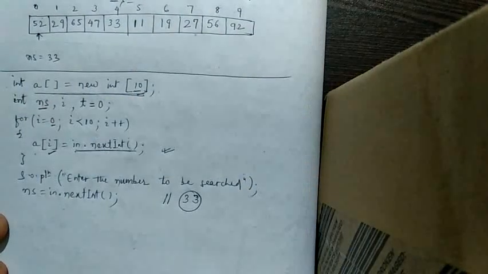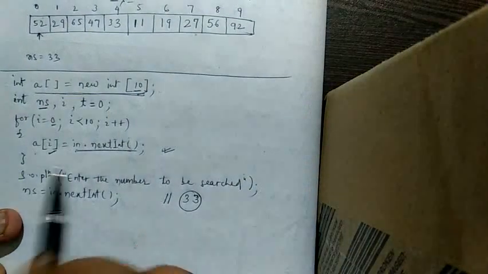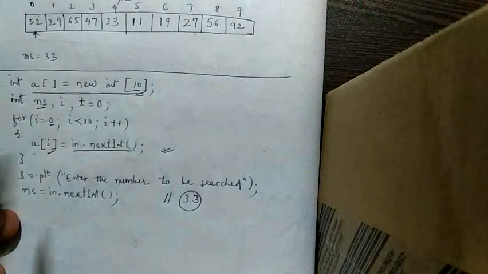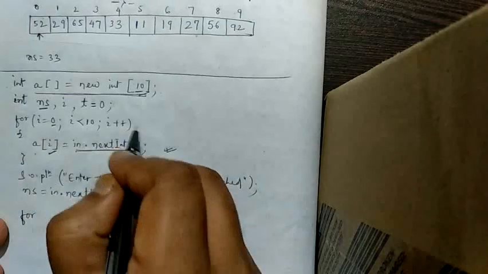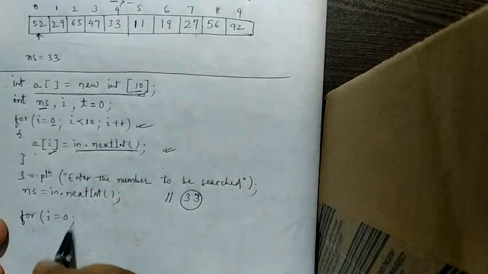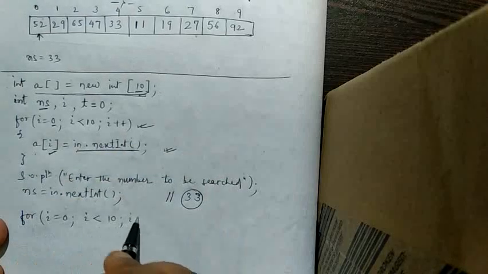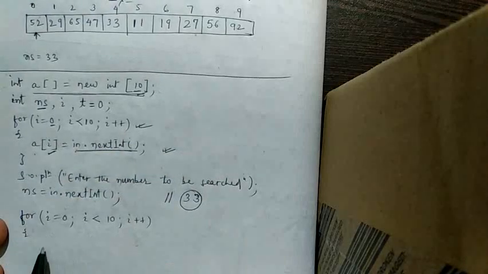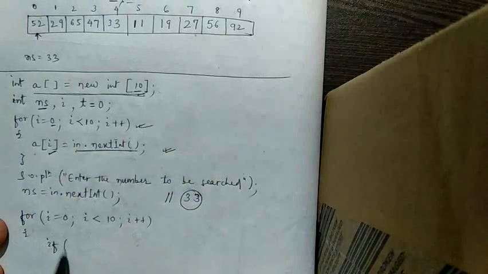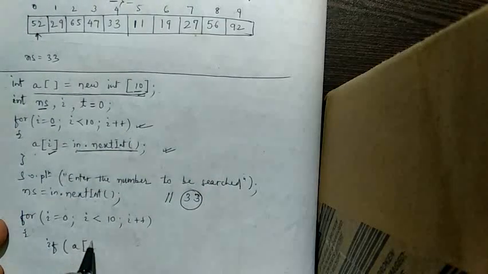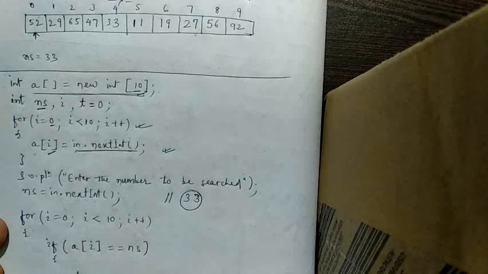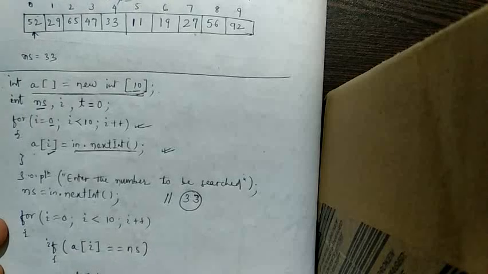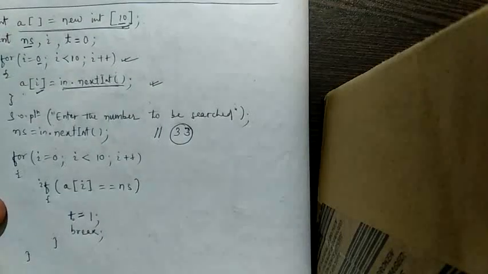Now, to find this number, as I have told, we have to write the condition in such a way that it will look at the elements one by one. So once again we will write the same loop: for i = 0, i less than 10, i++. Now you have to write the condition for an exact match. If a[i] is equal to ns, in that case we will change t into 1 and apply break over here.